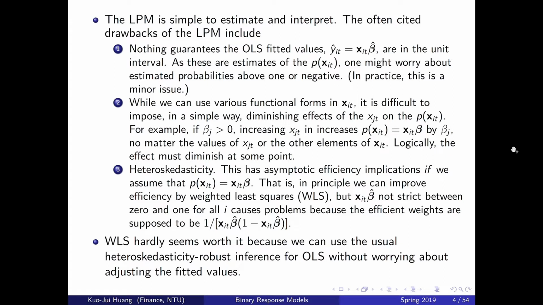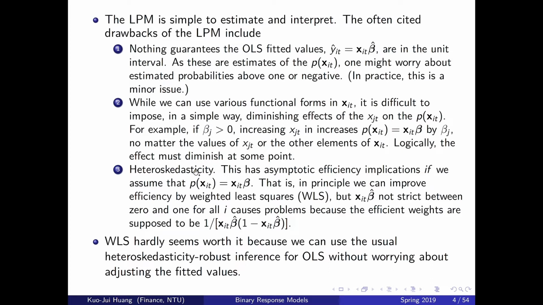The linear probability model is simple to estimate and interpret. However, there are several drawbacks. The first one is that there is nothing that guarantees the OLS fitted values y hat to be in the unit interval. That is, the estimated probabilities may be above 1 or negative. The second one is that it is difficult to impose diminishing effects of the xjt on the response probability, because the response probability is equal to x beta, so this term will increase by beta constantly. So it will be difficult to model diminishing effects in the linear probability model.